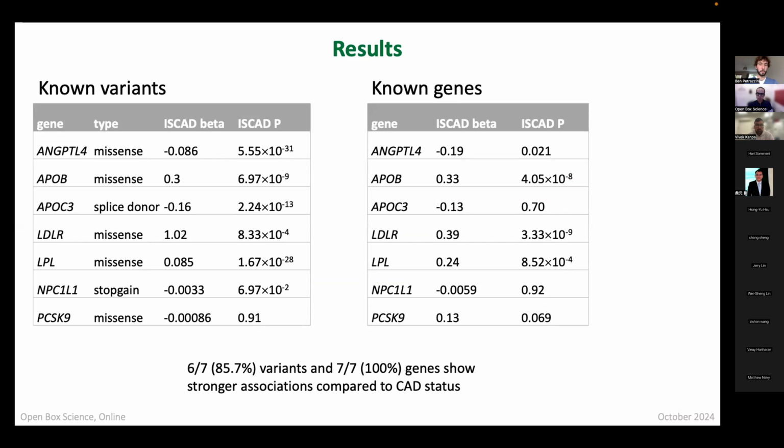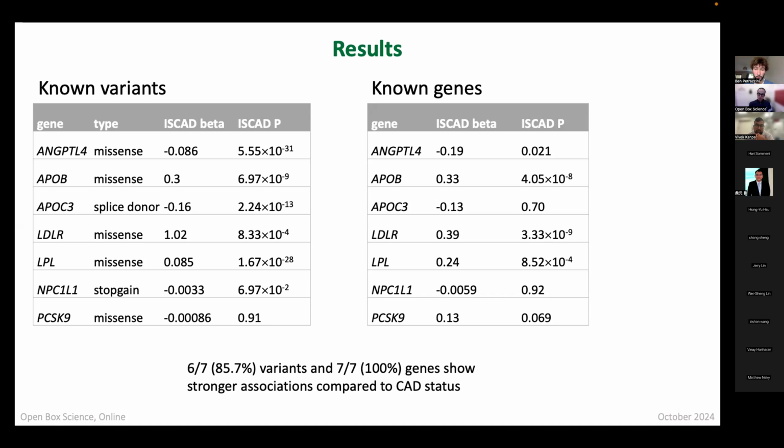As I mentioned, an important part of the paper was trying to understand whether ISCAD associations are specific to CAD. And for that, we tested ISCAD and CAD status for association with very well-known genes for CAD. These are 7 independent genes, and we show that in variant level analysis, 6 of the 7 variants show stronger or similar association with ISCAD compared to CAD status. And in gene level analysis, that's 7 out of 7.